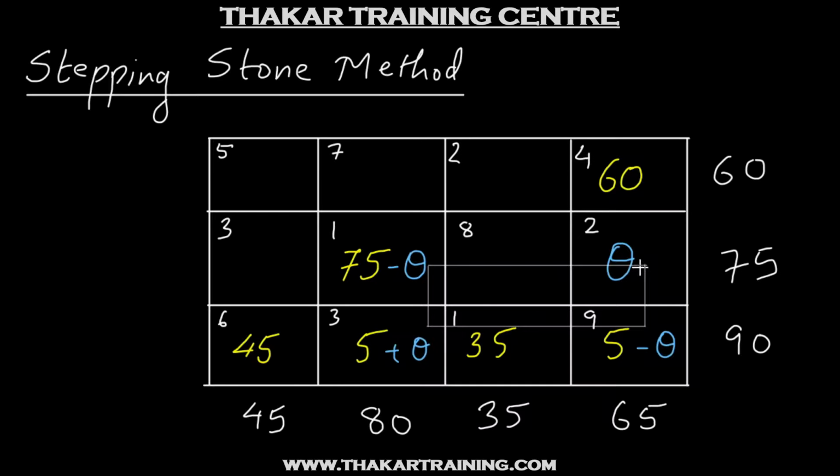Now as theta increases, these two values will go on decreasing. So which is the first one to reach 0? Quite clearly this will be the first one to reach 0 when theta reaches the value of 5. So the maximum value that theta can take is 5, beyond which this allocation will begin to become negative. So we conclude that the maximum units that can be allocated to this cell will be 5, and correspondingly these allocations are changed. So let's find out the new solution.